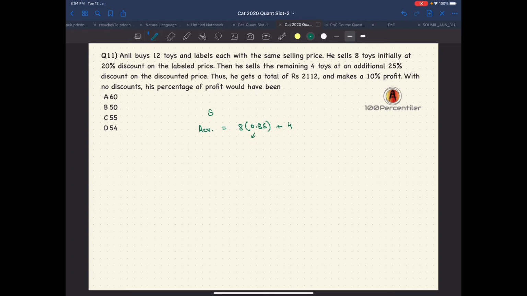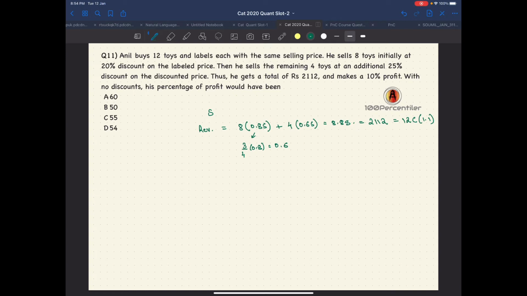So an additional discount of 25% on this would be 3 upon 4 into 0.8, which is 0.6. Therefore 4 into 0.6 S. This is 8.8 S. Thus he gets a total of 2112. So this is 2112, which is making a 10% profit. So if the cost price was C, then this is 1.1 times 12C.